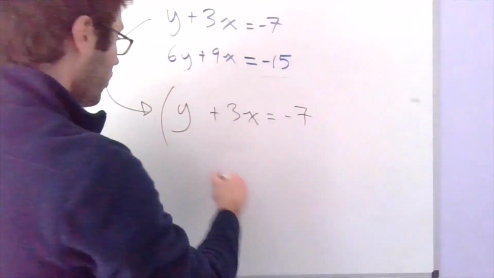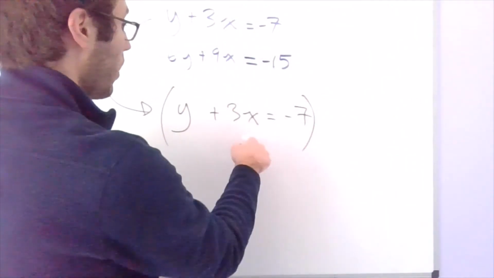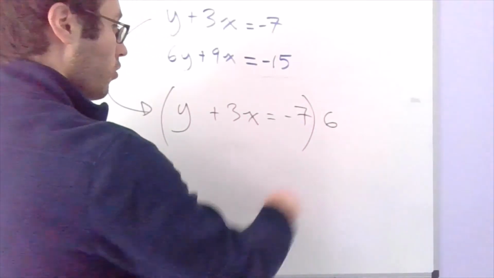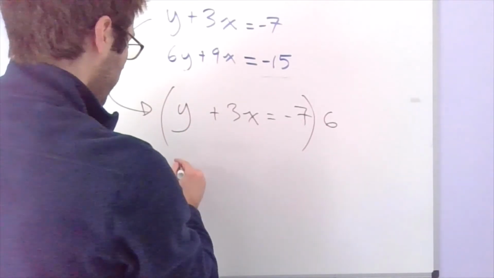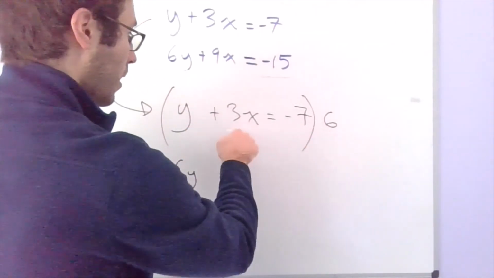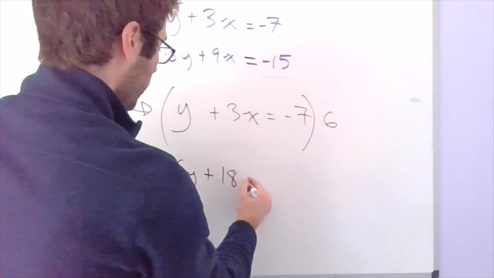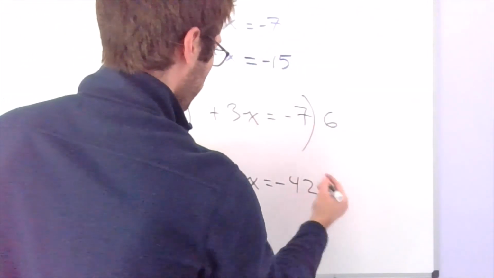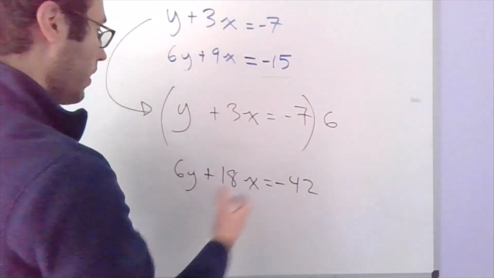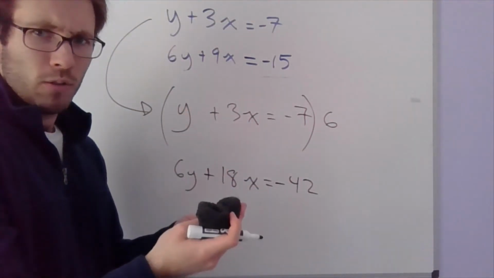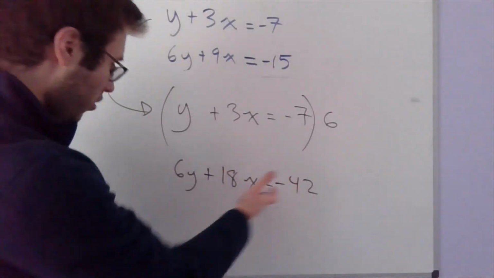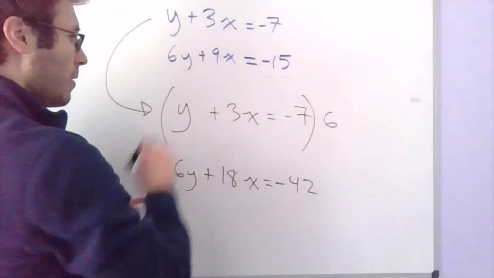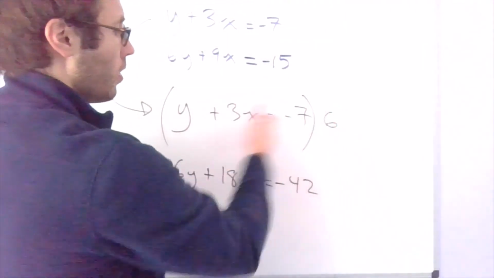What you see here with this first equation is that I can take this equation and I can multiply it by a number like 6 here. So I'm going 6 times y is 6y, and 6 times 3 is 18, so it's 18x is equal to 6 times negative 7, which is negative 42. I used to write like that. It's a good visualization of the idea, but this doesn't mean anything. You can't multiply a number by an equation.